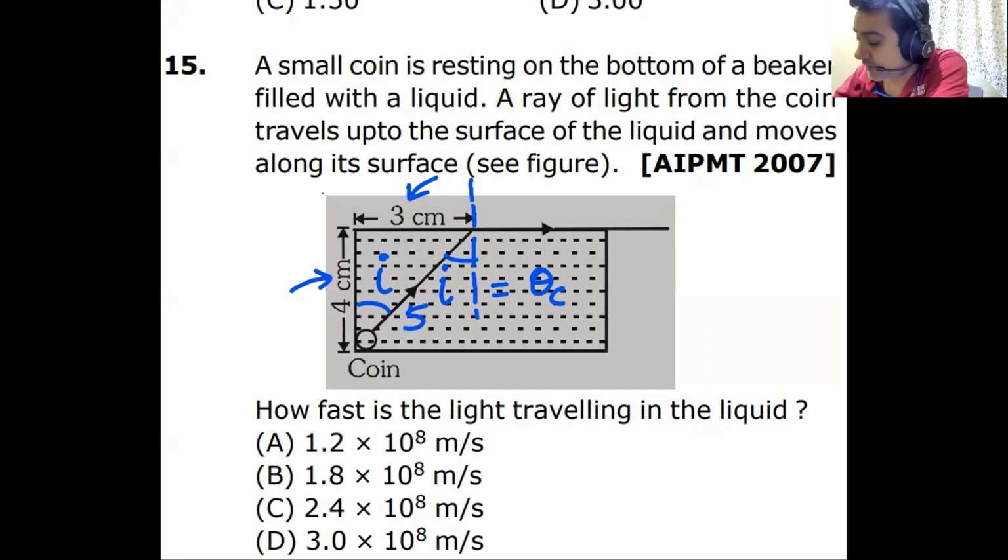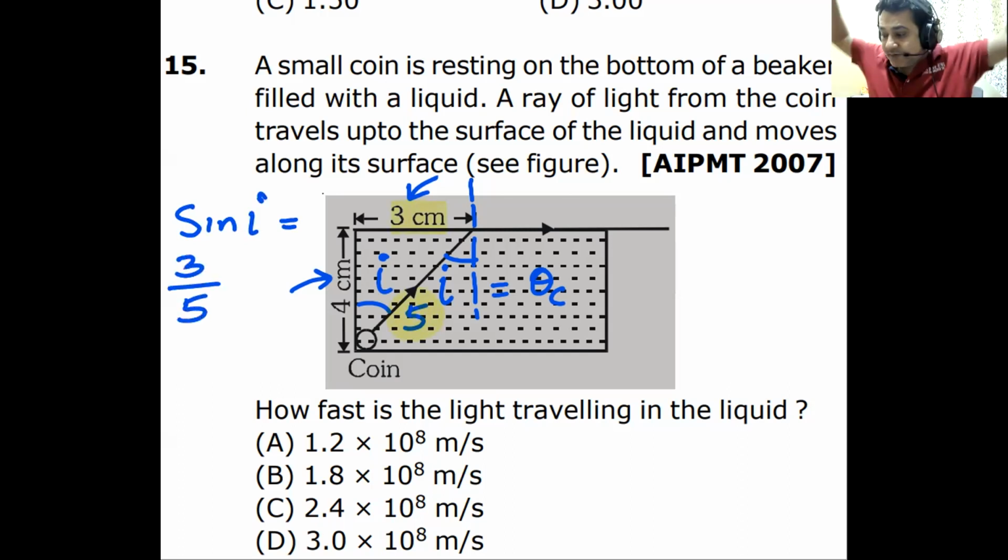From here, I can find the value of sine of I. Sine of I is perpendicular divided by hypotenuse. Do we remember this perpendicular? This is the perpendicular, and this is the hypotenuse. So sine of I is 3 divided by 5. Can I have some raised hands that we understand this?